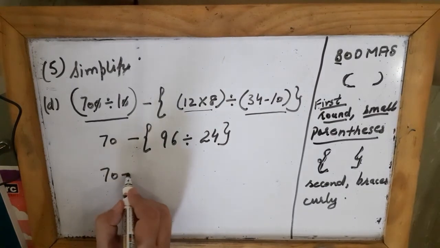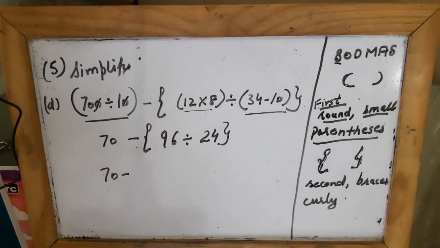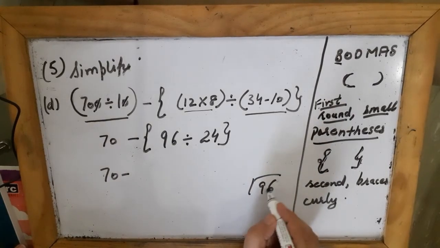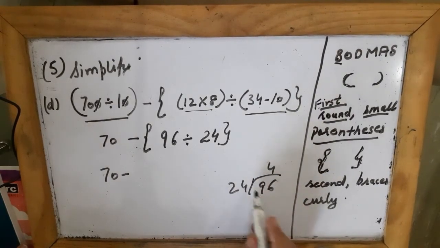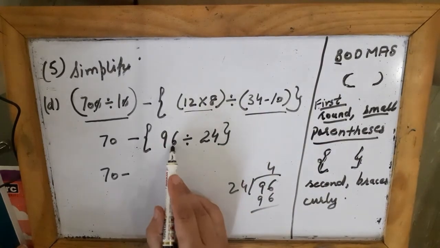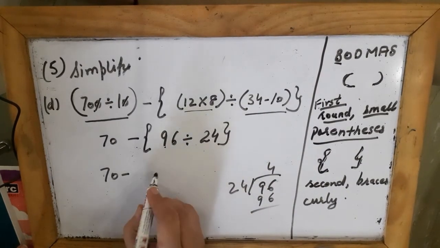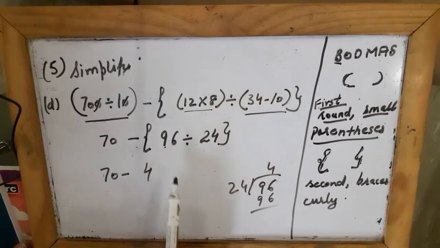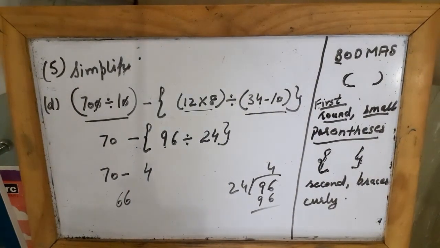Now curly bracket I have to solve. 96 divided by 24. 4 4s are 96. So 24 4s are 96. So it means 96 divided by 24 is 4. So I got the answer of this. So remove the brackets. Now 70 minus 4 is 66. So this is your answer.